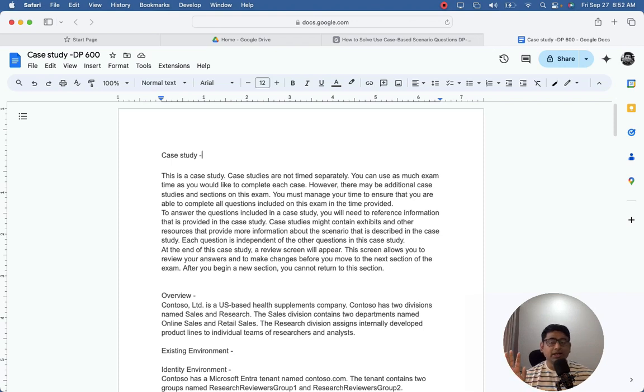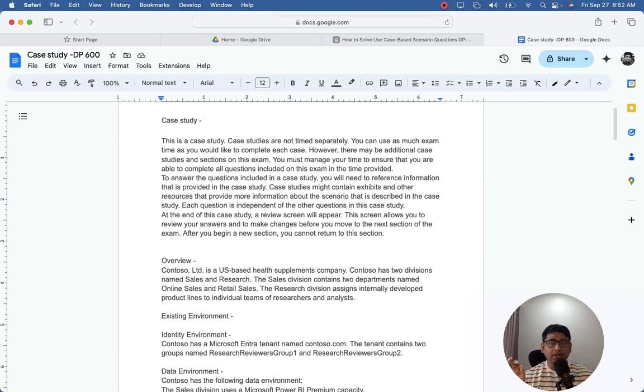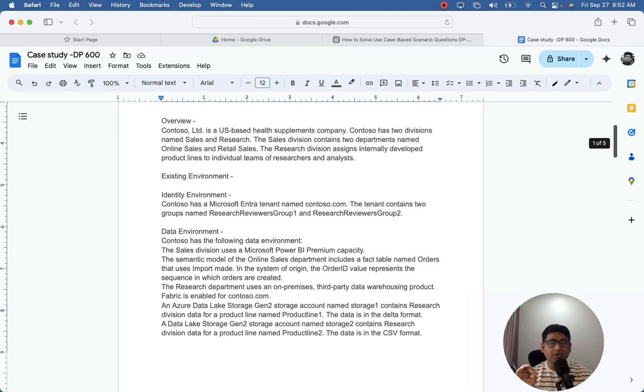So you need to allocate some time separately for that, and as it says at the top, you need to read the case study. You cannot return back to this section. Okay, and then start understanding the question. So they have given an imaginary company. As I said, Contoso is a US based health supplement company.